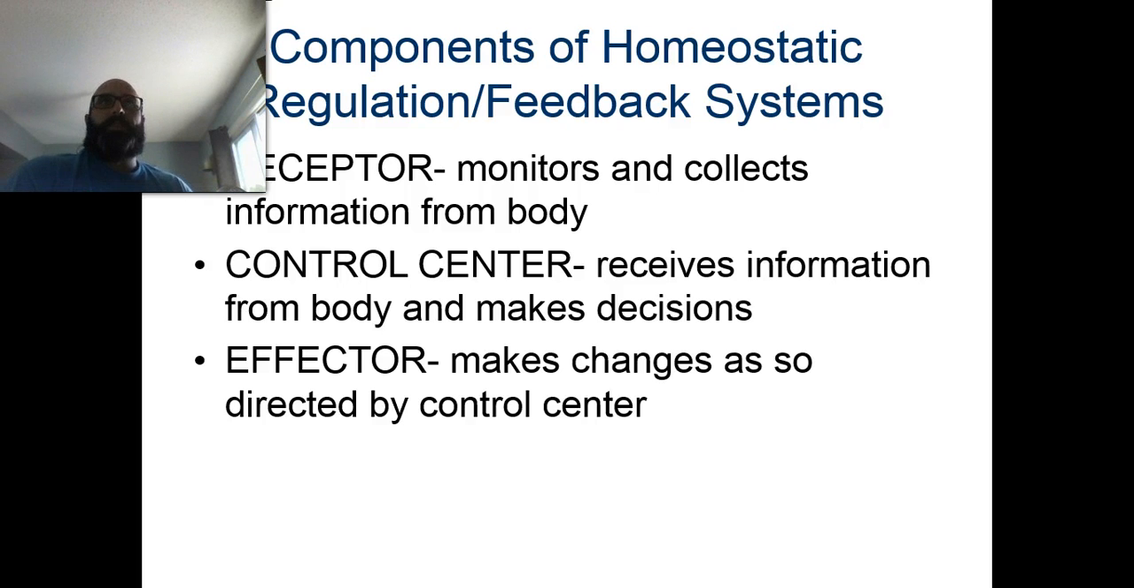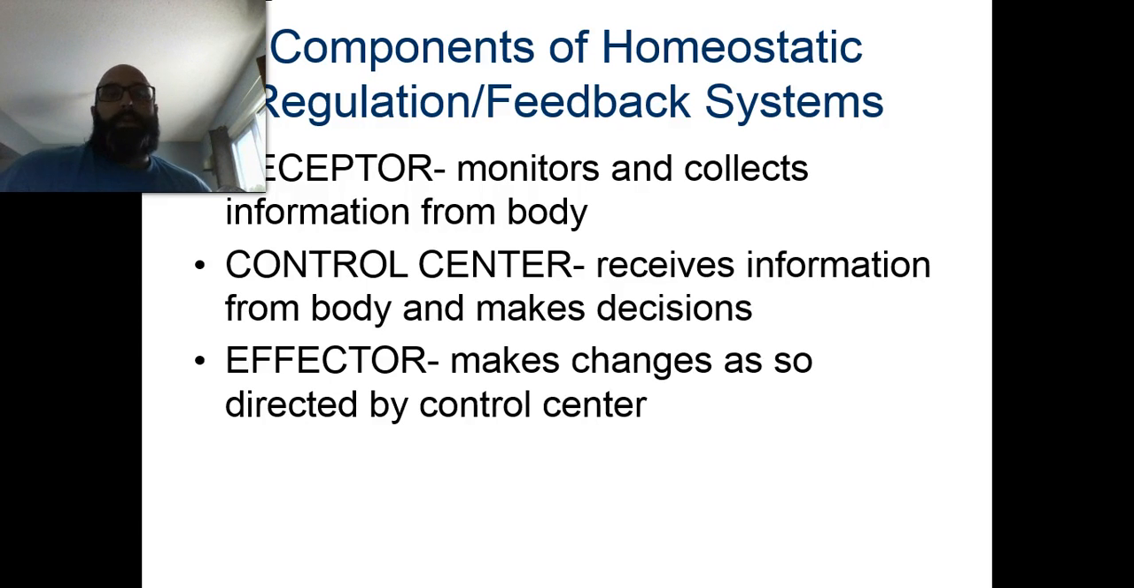The control center is going to be essentially your brain or your spinal cord or central nervous system, which receives the information from the receptor and actually makes some kind of decision on how to respond to that change in the internal or external environment. For example, these things can be conscious or subconscious decisions. Like, you can actually physically choose to remove yourself from the heat outside. That is a conscious decision. But a subconscious decision made by your body in response to a receptor is your brain sending a signal to your sweat glands, telling them to sweat.